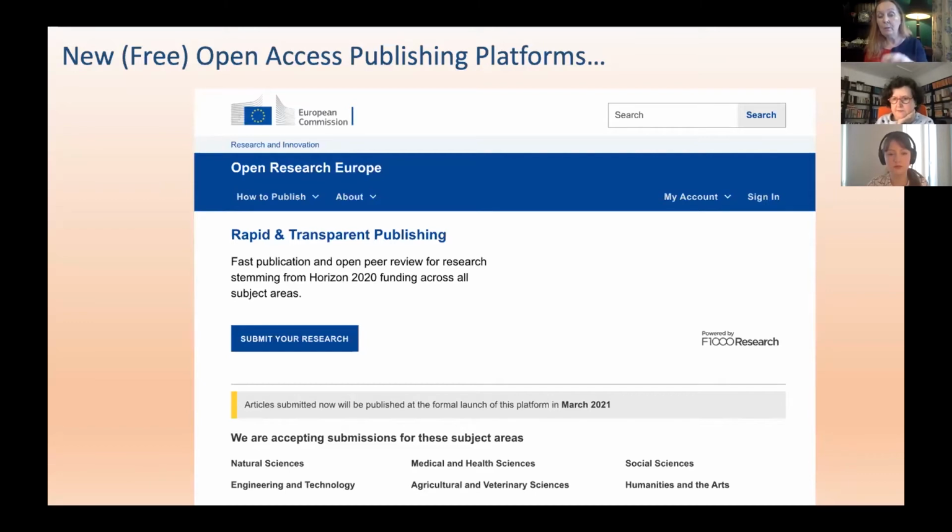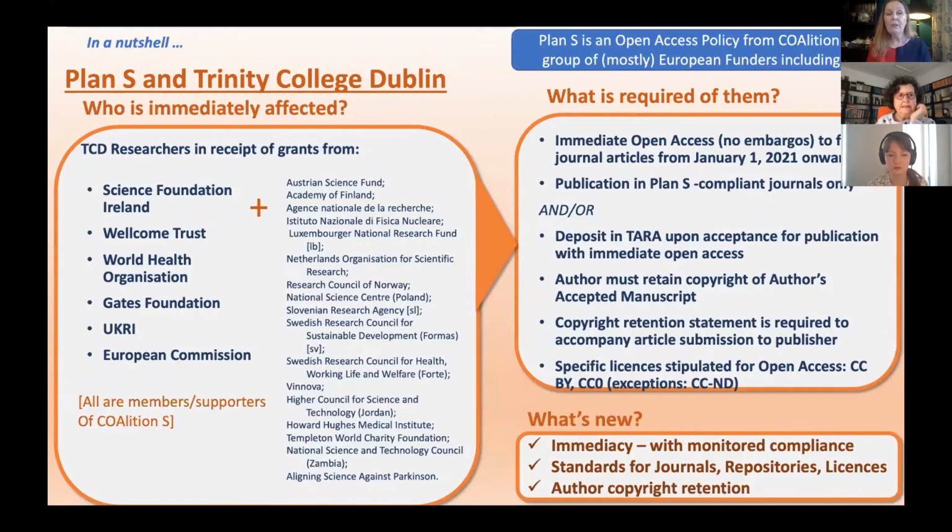Note the social sciences, arts and humanities, who often feel left out of these areas. It doesn't suit everything. It's not for everybody. You are still entitled to go and publish in your Oxford University Press journals or your Elsevier journals, but you have more options in these cases as well. So here it is in a nutshell.